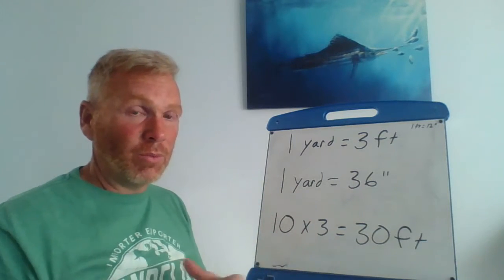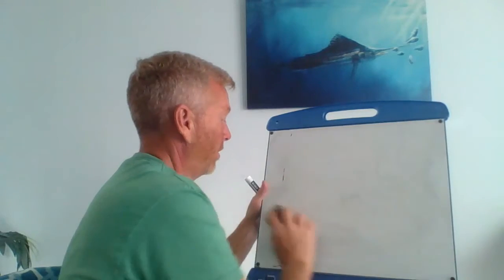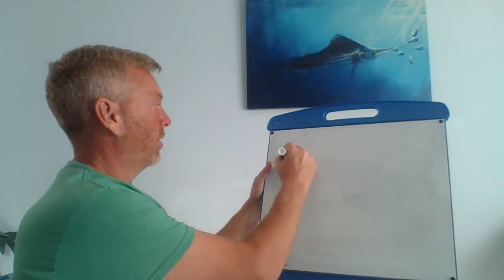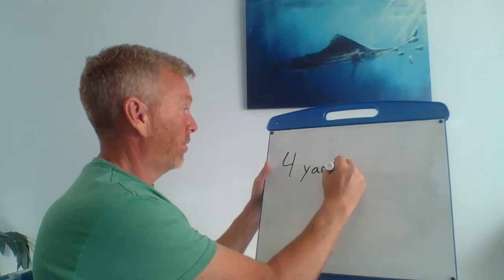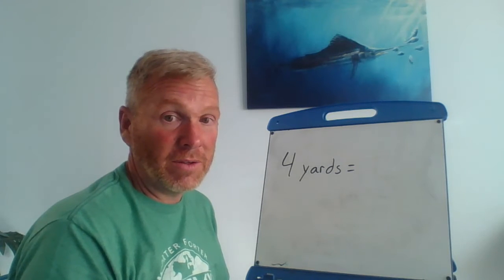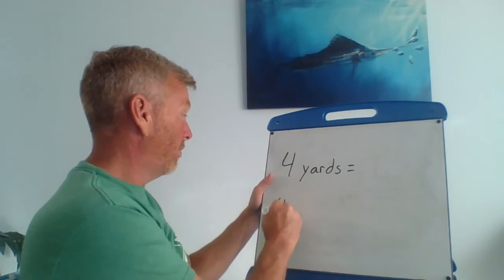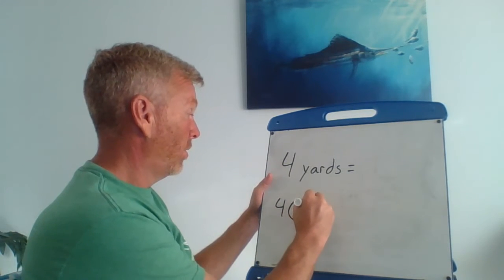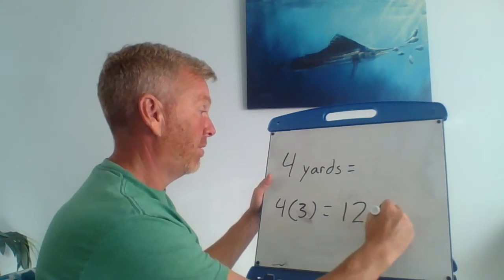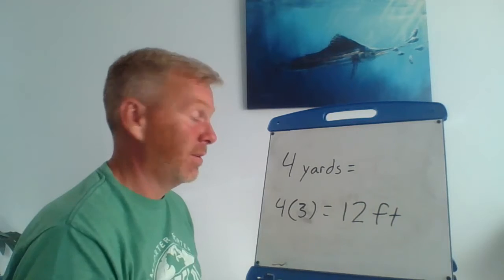So once you know how to do what the different units are, it's easy to bounce back and forth between them. So let's do a couple of these real quick. Maybe it gives it to you the other way. Let's just do this. Let's say 4 yards is equal to how many feet? We know that each yard is 3 feet. So this would be 4 yards times 3 feet equals 12 feet. 4 yards, each yard is 3 feet, so 4 times 3 equals 12 feet. And that's how we can make that conversion.